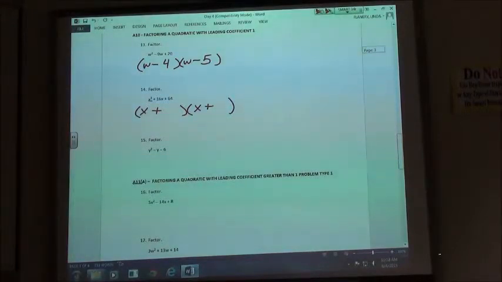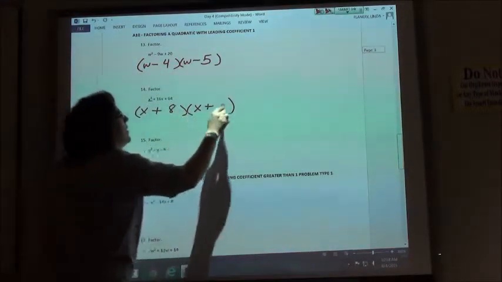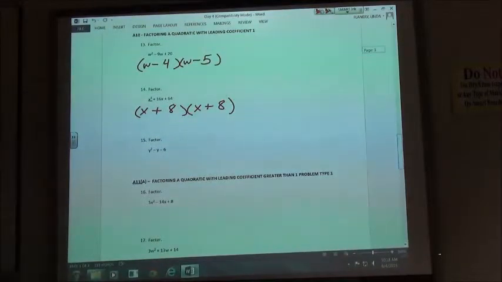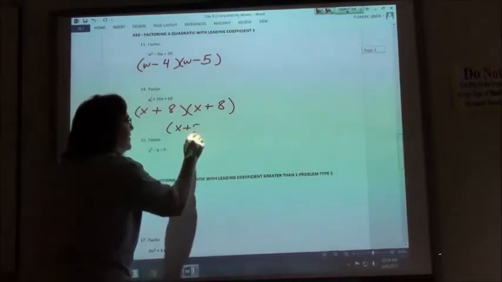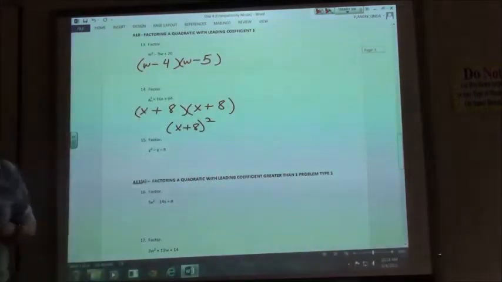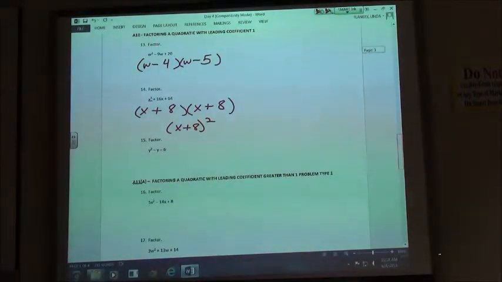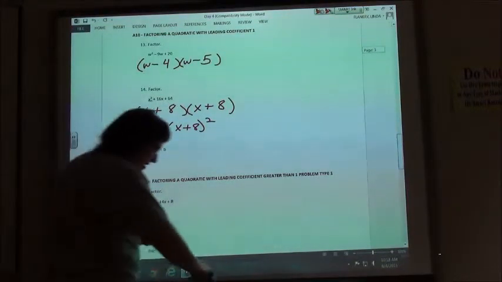8 times 8. Now on this one, you could enter it in like that on the ALEX program. If you do, it's going to say it's correct. However, there's a better way to enter that in, because this is the same thing twice. X plus 8 squared would be how I would enter that in. I won't count it wrong, but it will remind you that there is a better way.